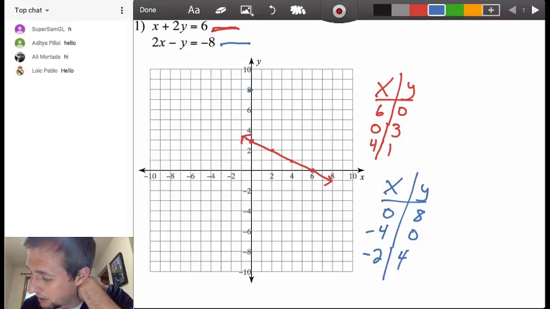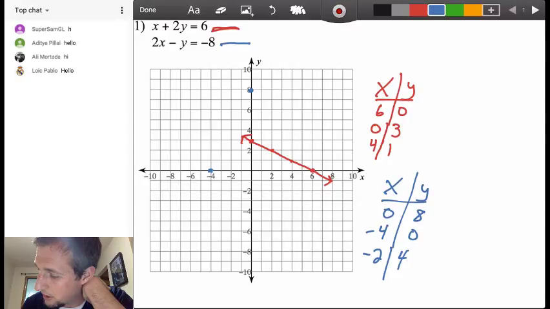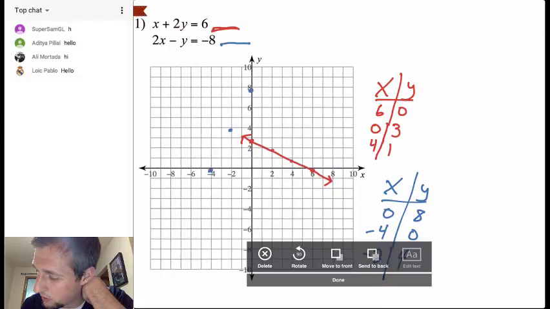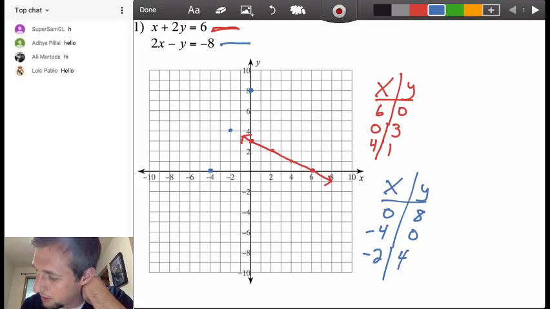There's 0, 8. -4 zeros right here. And -2, 4 is right here. Okay, so it looks like on at least one of these, I'm gonna have to keep going a little bit.